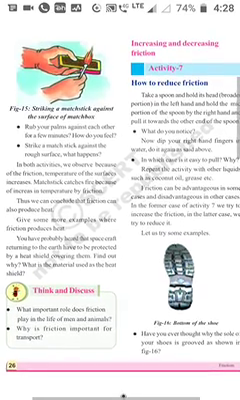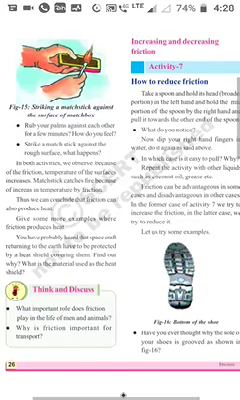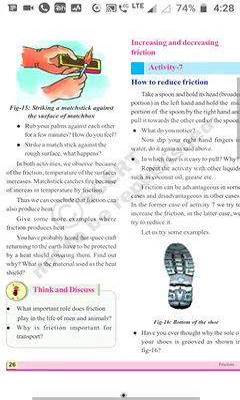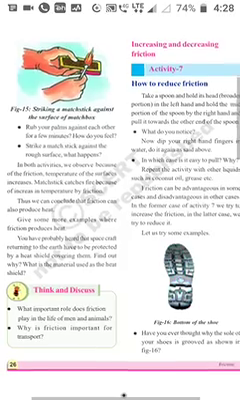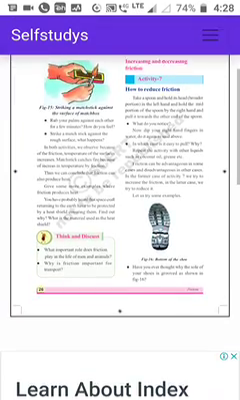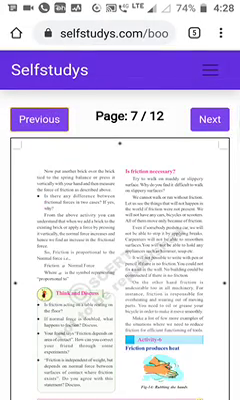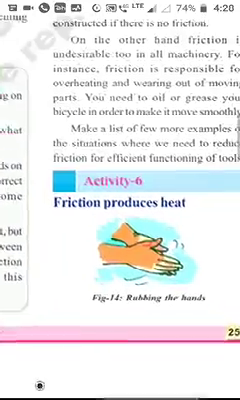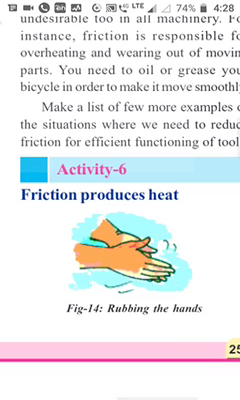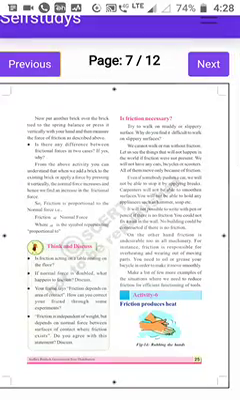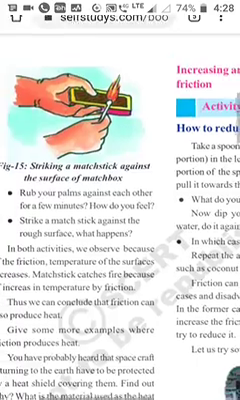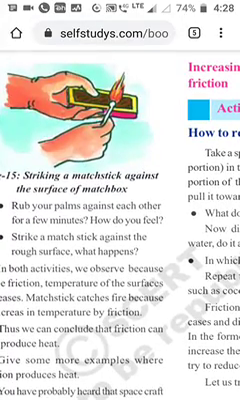Here you have to observe: sticking a matchstick against the surface of the matchbox. Rub your palms against each other for a few minutes. How do you feel? Stick a matchstick against the rough surface. What happened here? In the previous picture we already observed rubbing our hands. Within a few minutes, what happened? We sense the heat. Yes or no? Heat is produced in our hands. Yes. And in the next picture, you have to observe rubbing the matchstick on the matchbox.